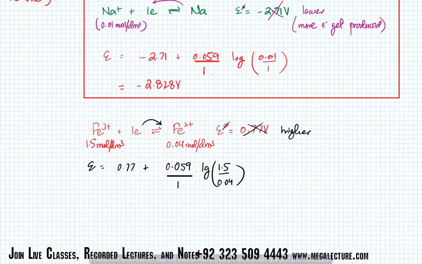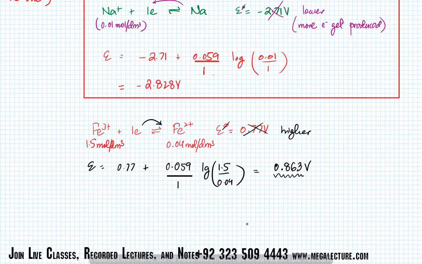तो ये solve करना है क्या? Can somebody try and solve this? What do you get for this? 0.863. कितना? 0.86. It's coming out to be 0.863 volts. ठीक है, 0.863 volts.